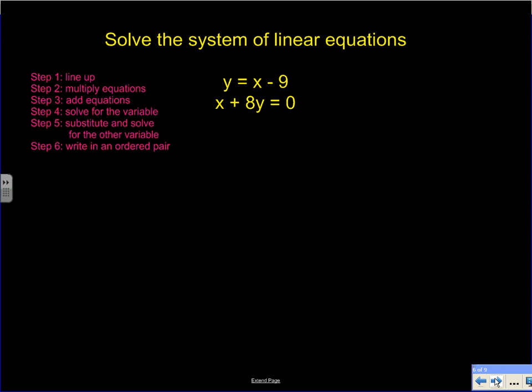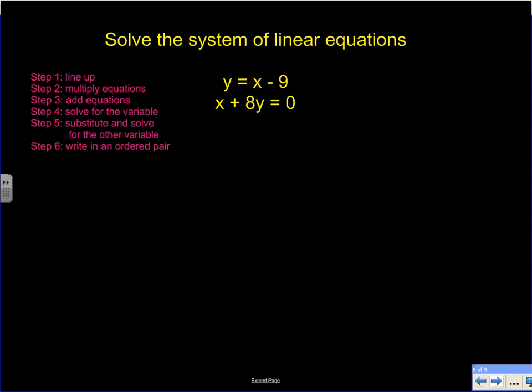Here's another problem. Solve the system of linear equations. We're doing this by linear combinations. This problem would probably be a little bit easier to solve if you were using substitution. You would just substitute x minus 9 in there for y. In the bottom equation, right here, you would write x minus 9 and then solve it out. But since this video is on linear combinations, we're not going to be solving systems by substitution.